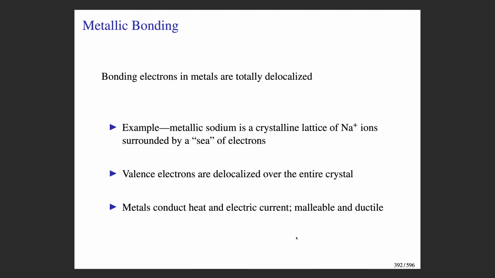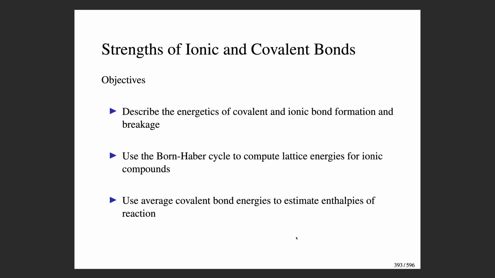Anyway, so that's metallic bonding. It's sort of the ultimate of resonance, right? Where the electrons in a metal are completely delocalized and totally mobile throughout the entire crystalline structure. Well, I'm going to go ahead and stop this video here, and in the next one we'll talk about the relative strengths of ionic and covalent bonds.